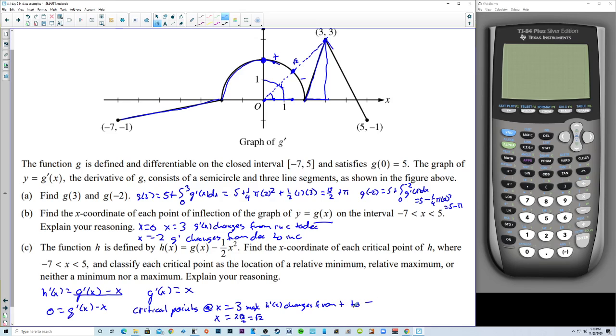But then x is always going to be bigger than g prime of x from square root of 2 all the way to 5. So we're going to say neither, because h prime of x never changes signs.